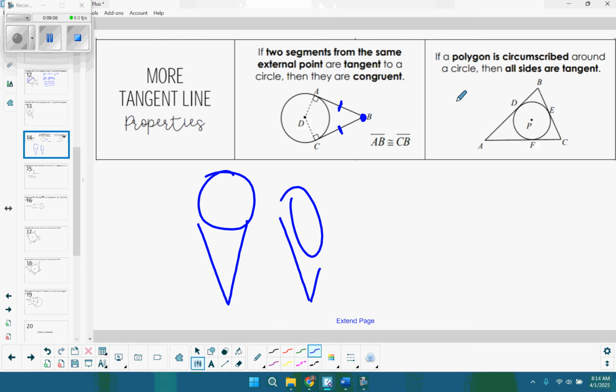The second one says if a polygon is circumscribed around a circle, then all sides are tangent, which would mean we have multiple cones.